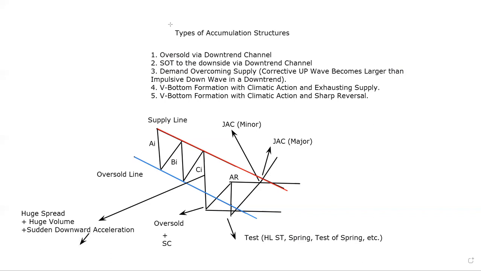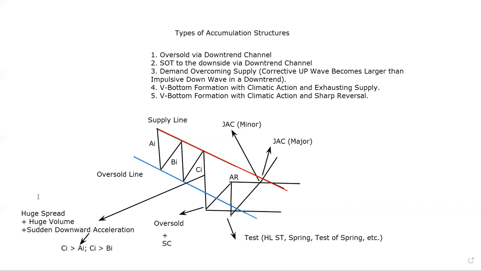So the idea would be impulsive wave CI will be greater than AI. And CI will also be greater than BI. Got it? CI will be greater than BI.